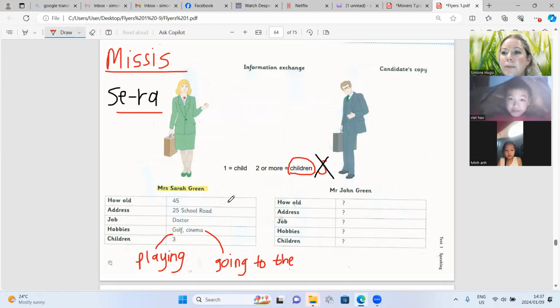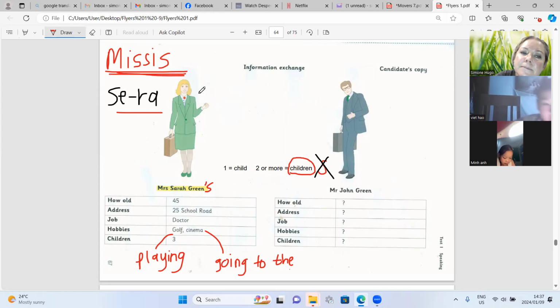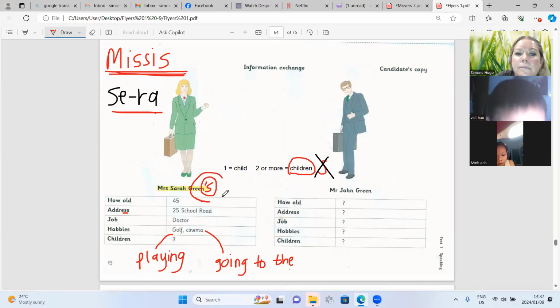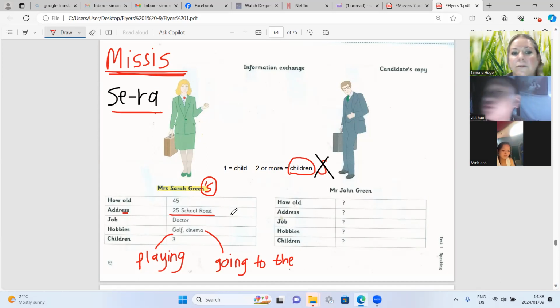You ask the next question, Minh An. What is Mrs. Sarah Green's address? Mrs. Sarah Green's address is 2025 School Road. Very good.